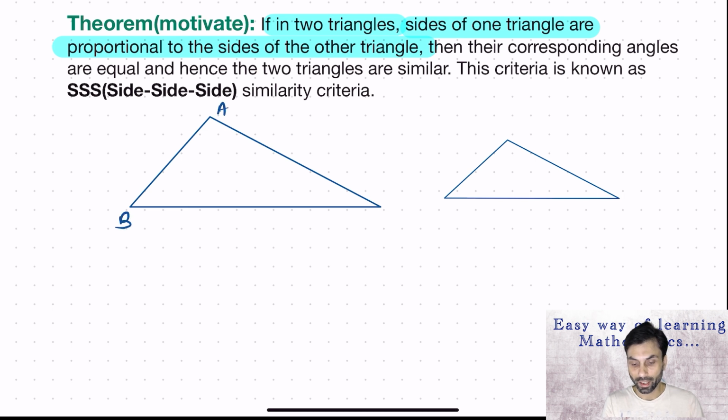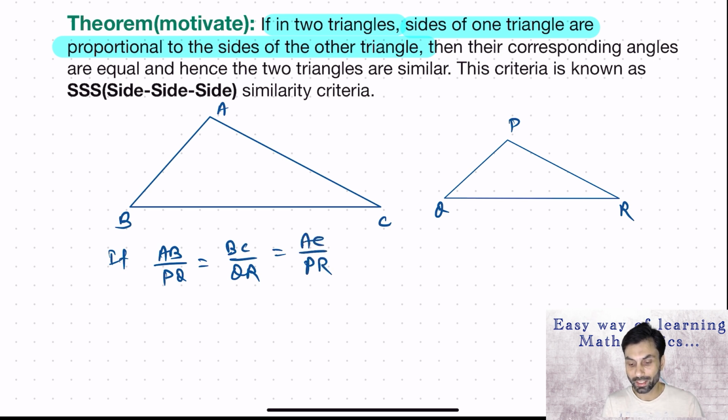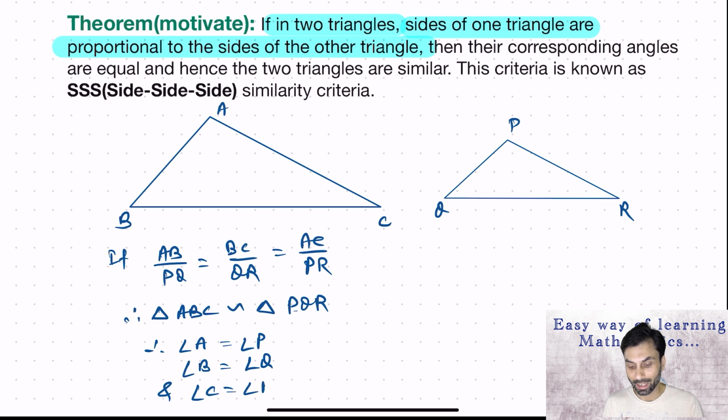So what it means is that if ABC and PQR are two triangles, and AB upon PQ equals BC upon QR equals AC upon PR, then we can say that triangle ABC is similar to triangle PQR, and as the triangles are similar, their corresponding angles are equal, which implies that angle A equals angle P, angle B equals angle Q, and angle C equals angle R. So this is the side, side, side criterion, where the sides of one triangle are proportional to the sides of another triangle.